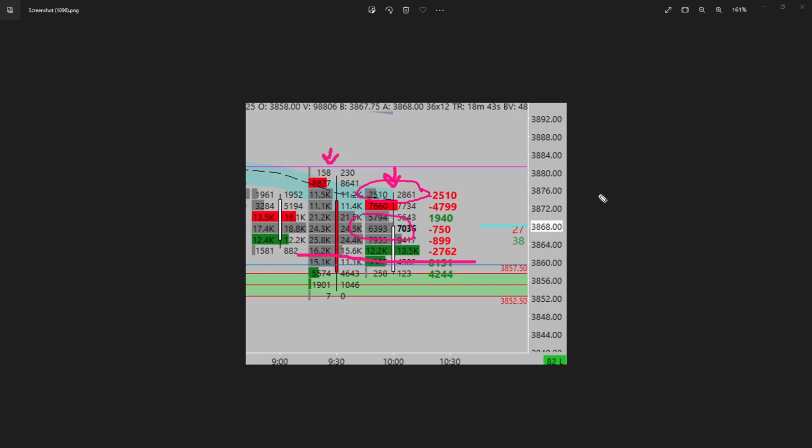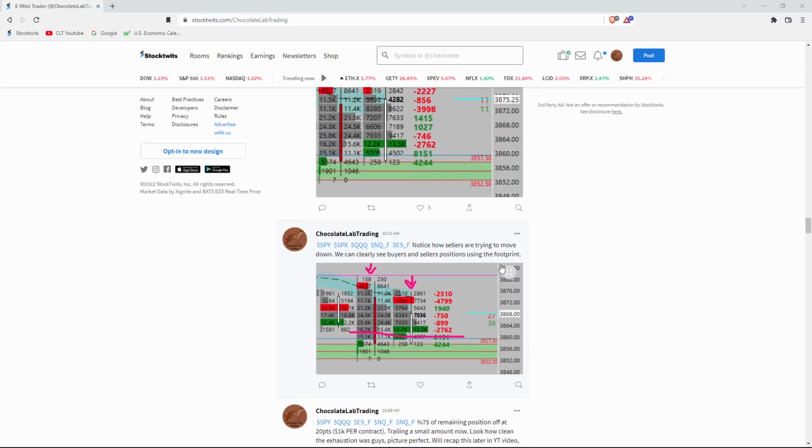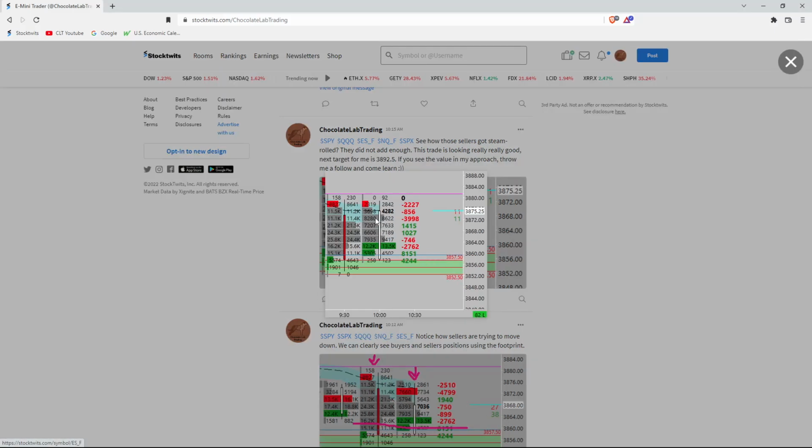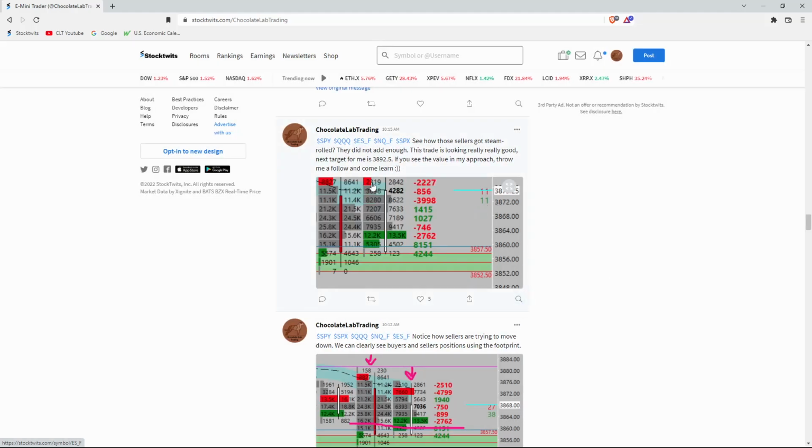And you'll see that, as I said, more clear on the smaller time frames. I did take an add using these smaller time frames because we had to backfill some volume. So the sellers who are trying right here, we see now that they got steamrolled. They did not add enough. This trade is looking really good.